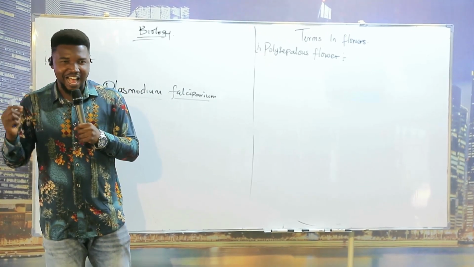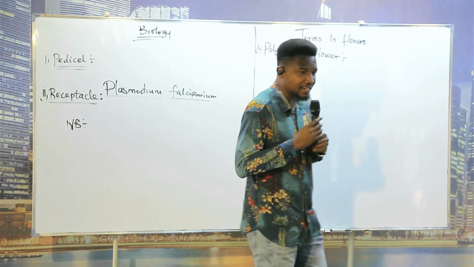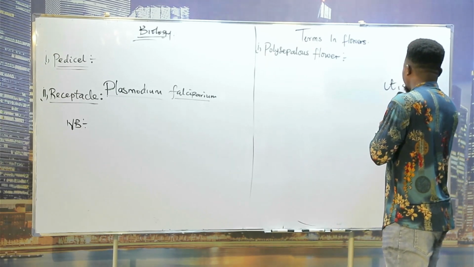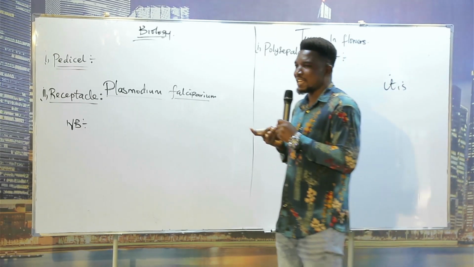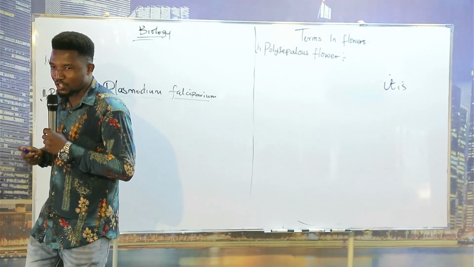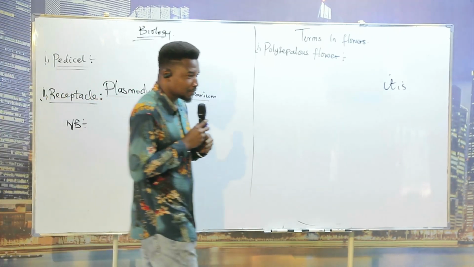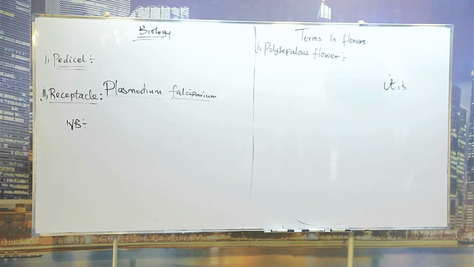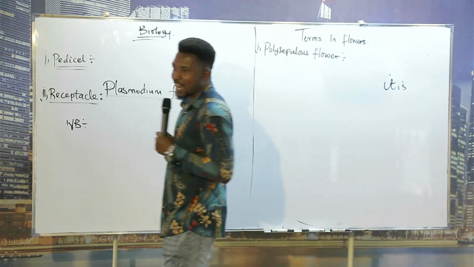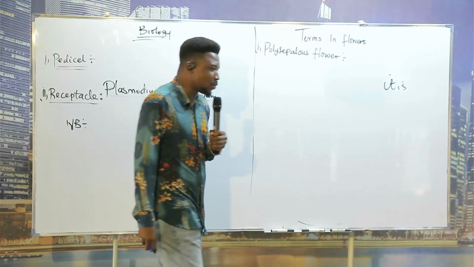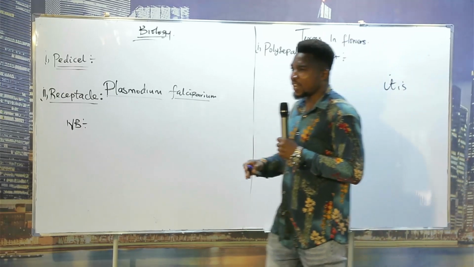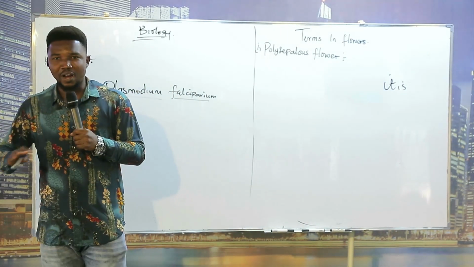Most times, diseases are represented too. Whenever you hear itis attached to a particular word, you know that it is an inflammation. Meningitis is the inflammation of the meninges. Have you heard of dermatitis? Derma is associated with skin, and itis means inflammation, so inflammation of the skin. With knowing the prefix and suffix of biology, I think you are good to go.